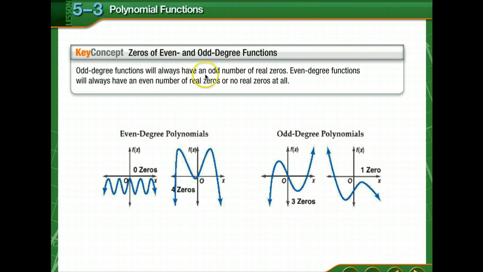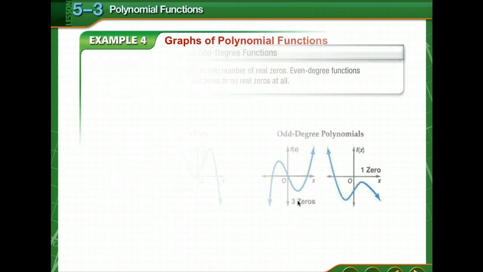Odd degree functions will always have an odd number of real zeros. So this one can either have 3 or 1. Now even functions will have an even number of real zeros or no zeros at all. So like this one could have 4, it could have 2, or 0. So just remember all the even numbers and 0, and only odd numbers. And the highest will be whatever the degree of the polynomial is. So that'll help tell you how many zeros you're looking for.